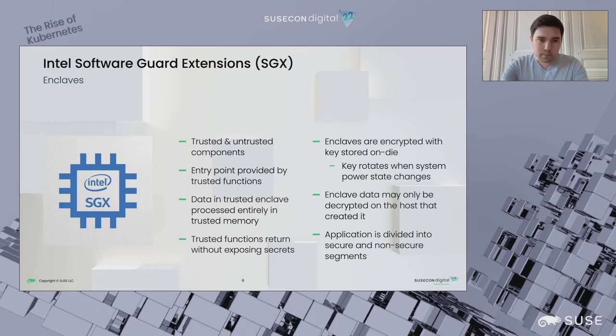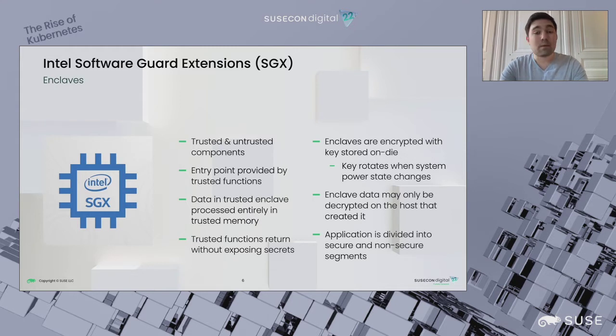So enclaves are the fundamental building block of SGX. Your application is broken into trusted and untrusted components. In order to operate within the trusted enclave, you have trusted functions, which are your entry point into the trusted enclave. When the process begins, the enclave is created, and if a trusted function is called, then encrypted data is moved from system memory into the CPU and decrypted. Any operation happens all on the CPU, and then it is re-encrypted. The function returns back to the untrusted area, and the data is re-encrypted back in memory.